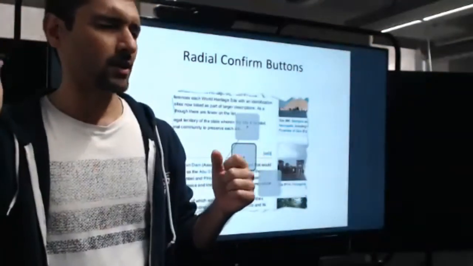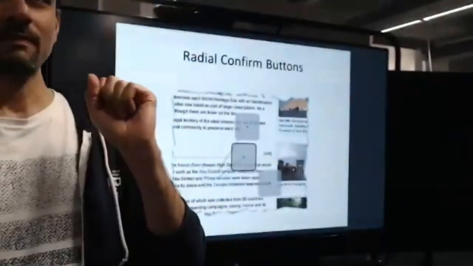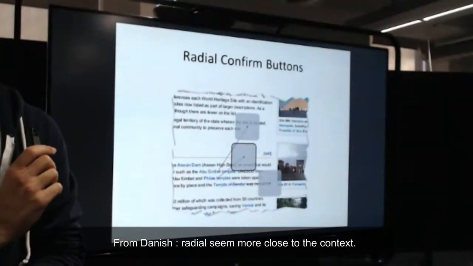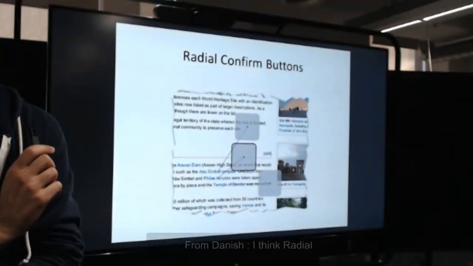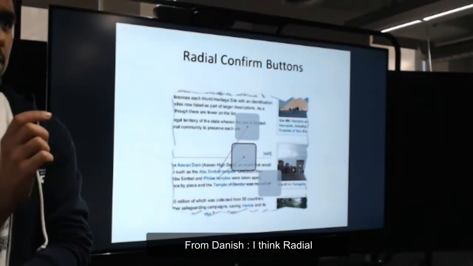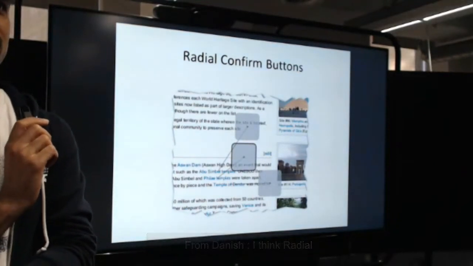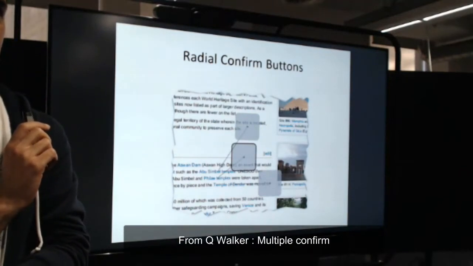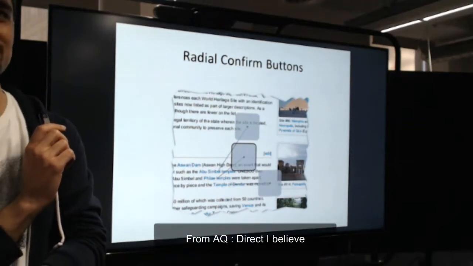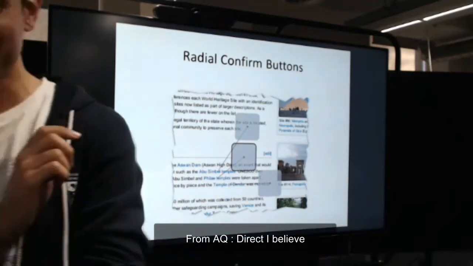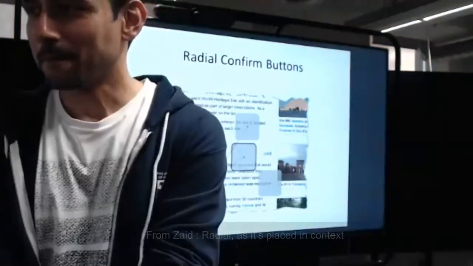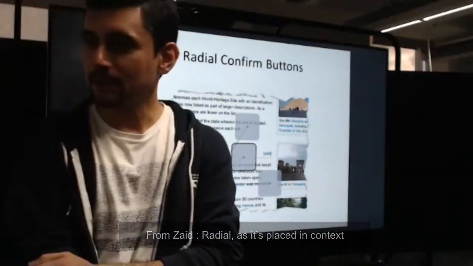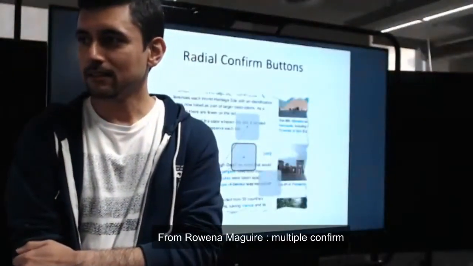Who thinks dwell worked the best? Hands up for direct dwell. 2 people for direct dwell. How many for single confirm as the best? None. How many for multiple confirm? 5. How many for radial? 5. Okay, good. What's the online voting looking like? So we have 2 for radial, 1 for multiple, 4 for direct, and another 1 for multiple.